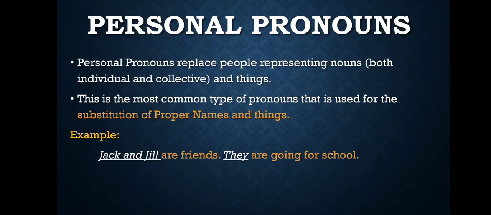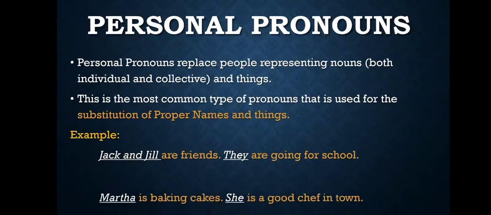So now Jack and Jill are the two persons. They have been used over here in the very first sentence. To replace these nouns in the next sentence, you take support from personal pronouns and you use they. They are going to school. Because Jack and Jill are two persons, they are plural, so we are using the plural form of personal pronouns.